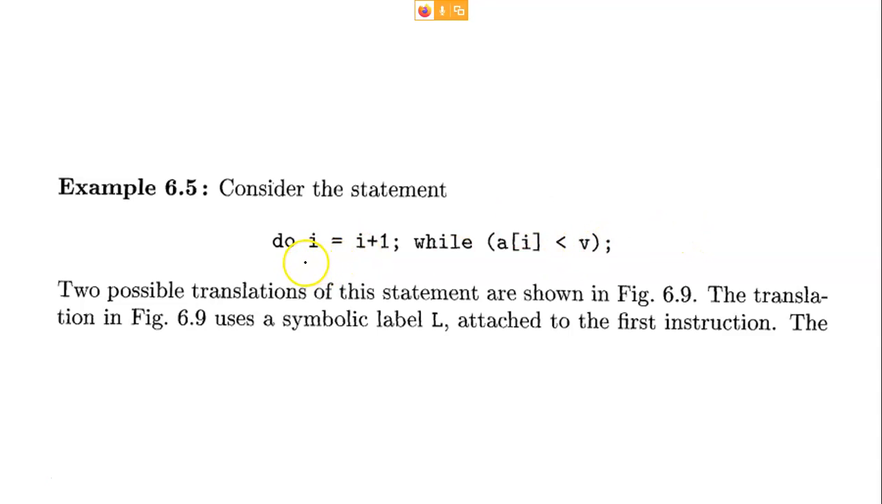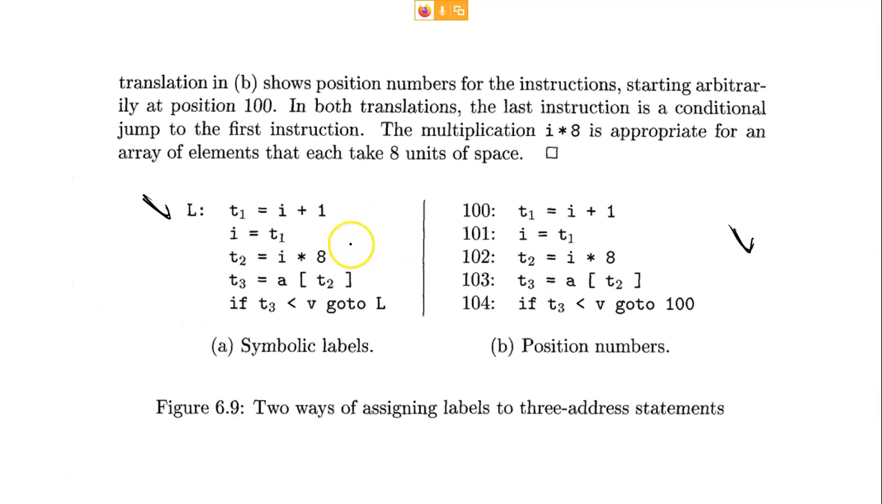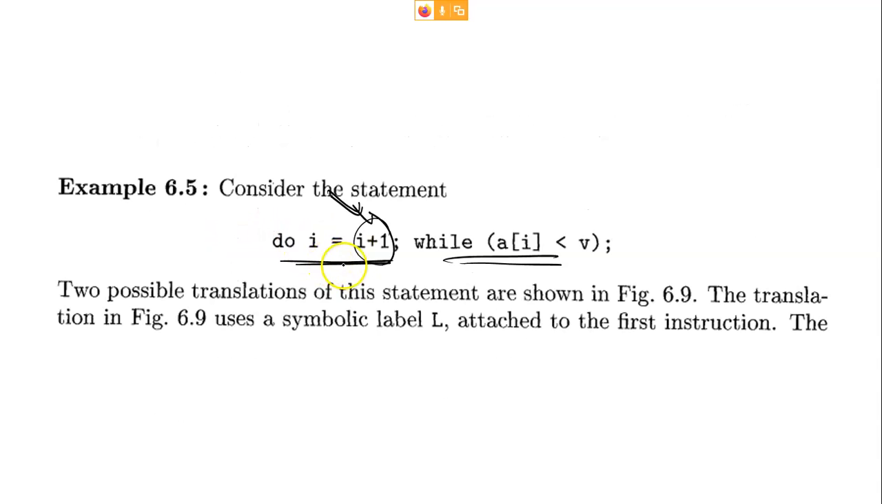In this statement, you already know that the C language will first calculate this, and then this condition will be evaluated. So first this do statement will definitely run. This I plus 1 can be given to T1, then you can assign this. So this is the first three address code you can do. Then I equal to T1.